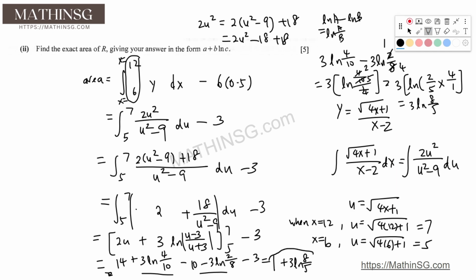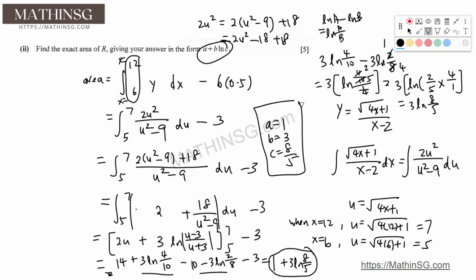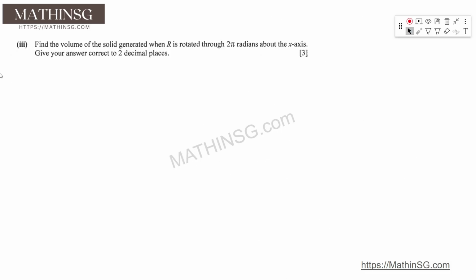So comparing this answer here with this one here, I know that from here my A is equal to 1, my B equals to 3, and my C is equal to 8 over 5. So this is the answer for part 2. Moving on to the next part: find the volume of the solid generated when R is rotated through 2 pi radians about the x-axis. Give your answer correct to 2 decimal places.